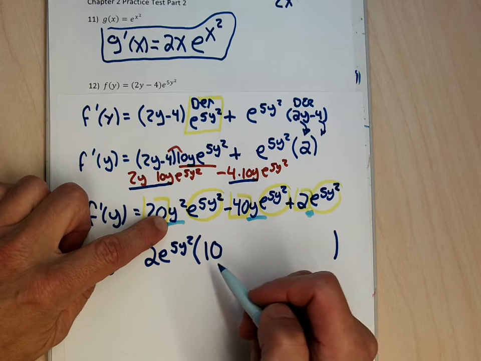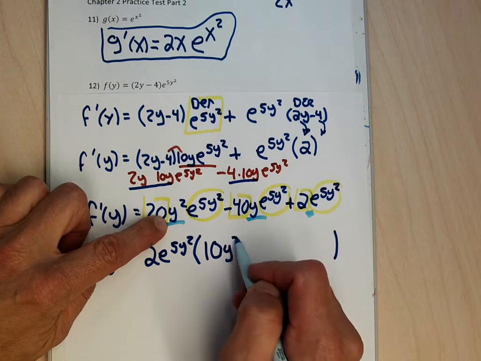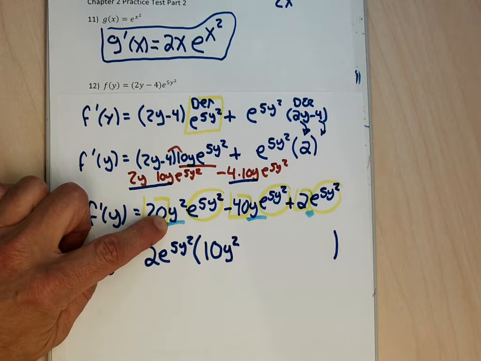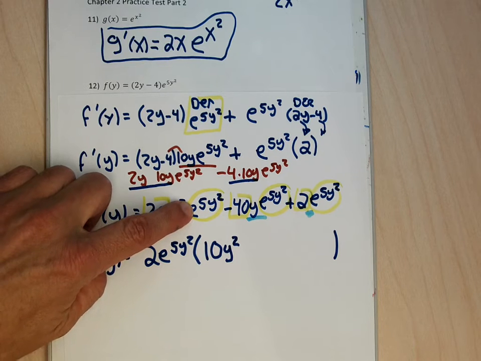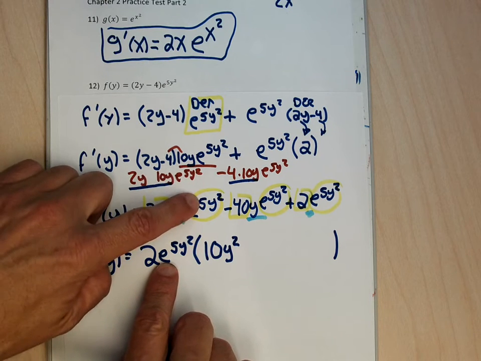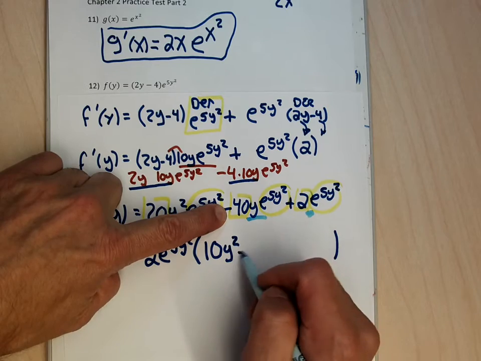The first piece had a y squared. I didn't factor out any single letter y, so that y squared is going to stay. The first piece had an e to the 5y squared. I factored it out, so now it's going to be gone. I'm going to bring down the minus sign.